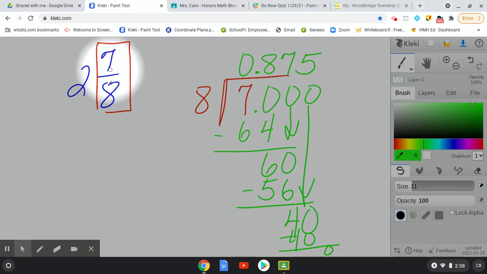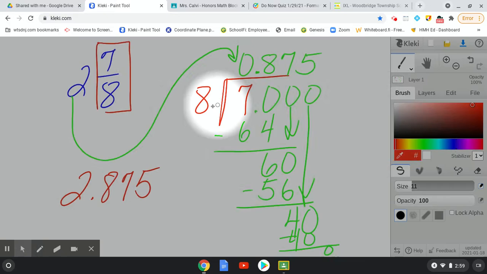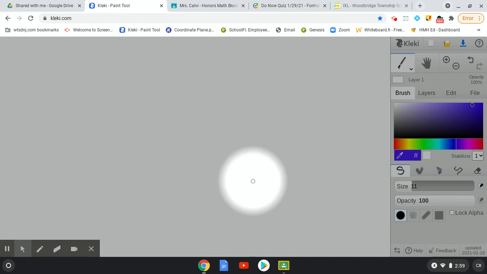So just the fraction part, the 7/8, is equivalent to 0.875 or 875 thousandths. Remember, one thing students forget is to make sure you include that whole number 2. So 2 7/8 written as a decimal is 2.875 or 2 and 875 thousandths. Okay?